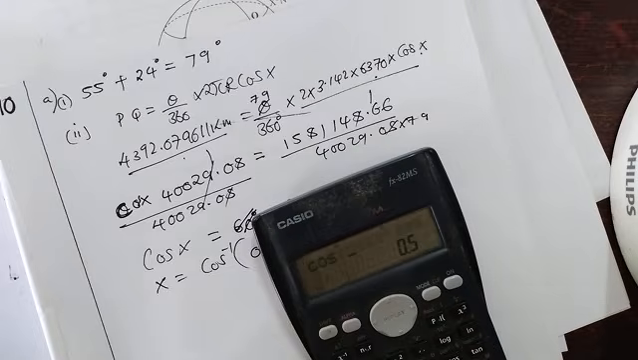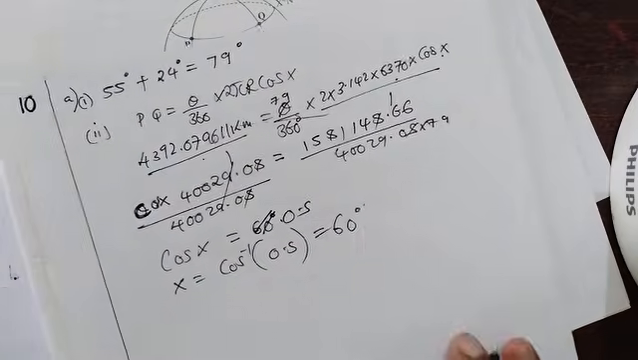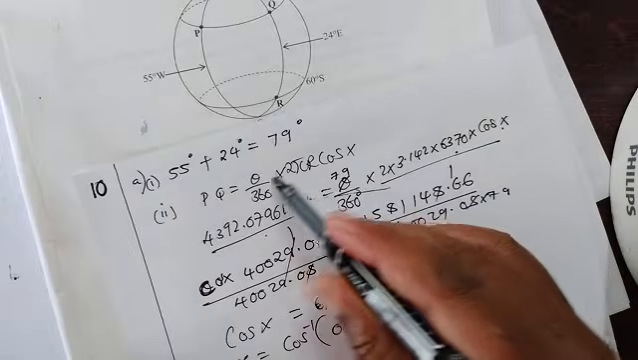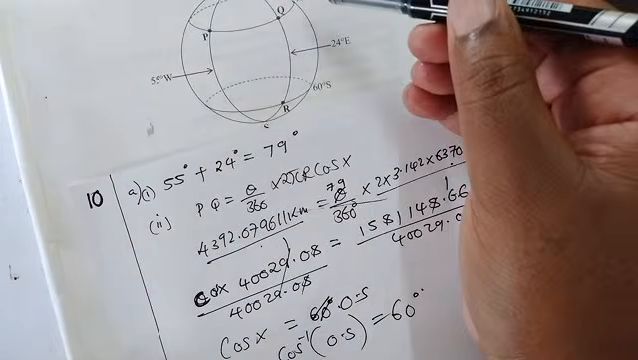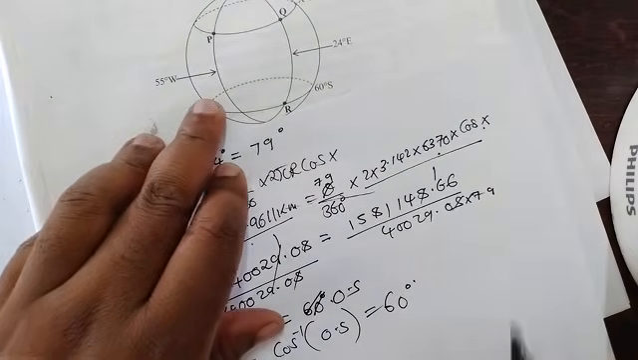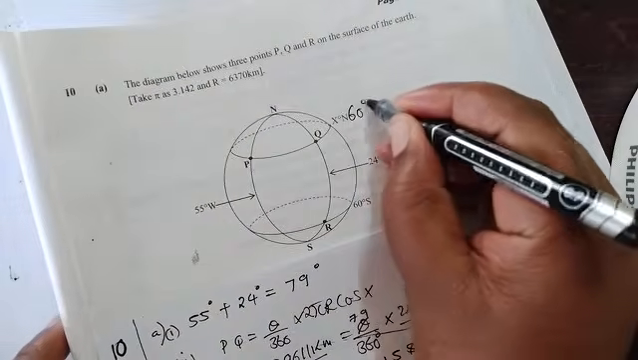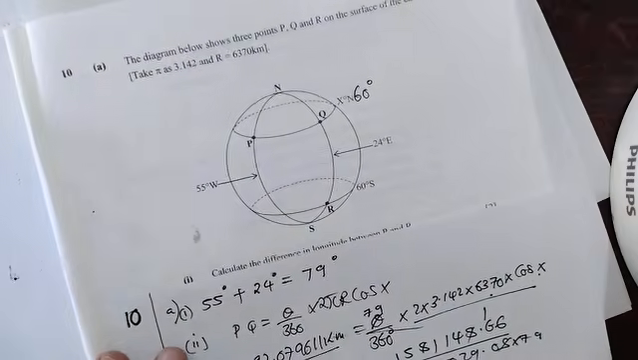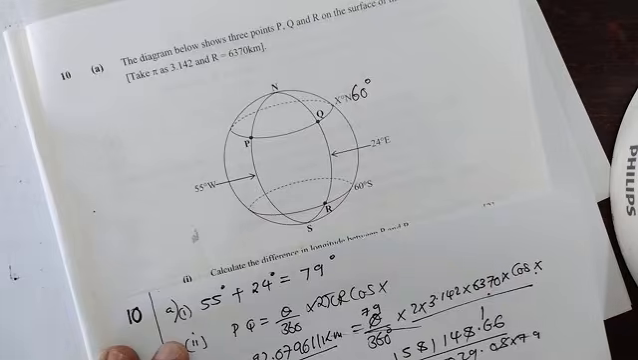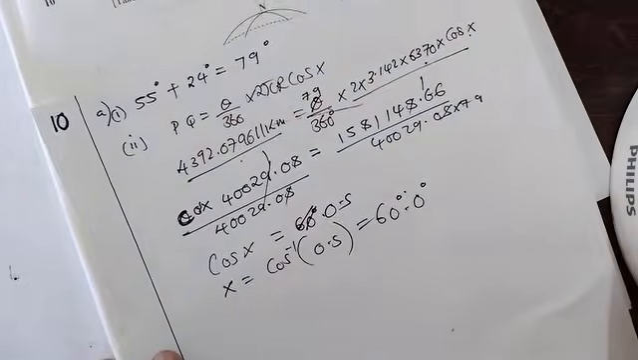Cos. So suppose we shift cos over 0.5, you get 60 degrees. So here we have 60 degrees. Now this is the difference in latitude, the difference in the longitude, actually. Take note. So this is 60 degrees. That is our answer, 60.0. That's our answer.